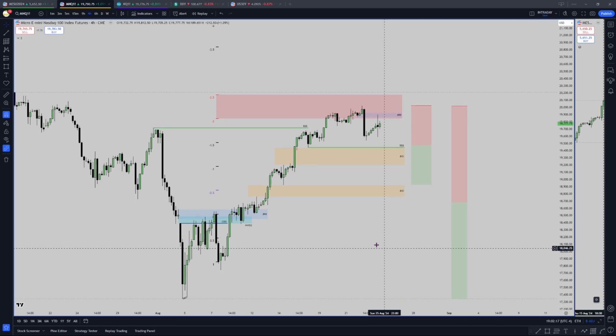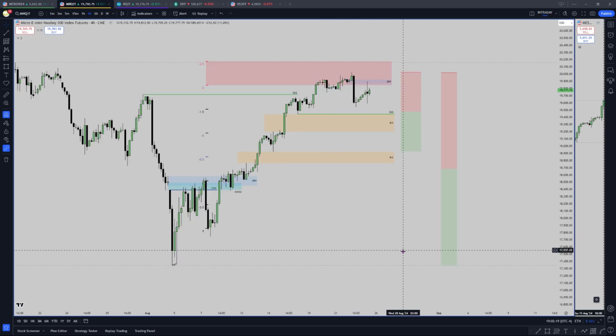But then again, I wouldn't be surprised if we just completely reverse from here, mainly because August is known to be a bearish month.